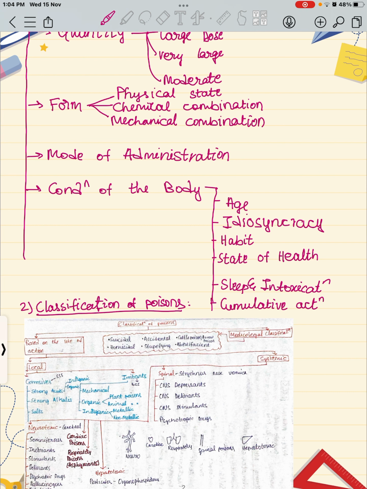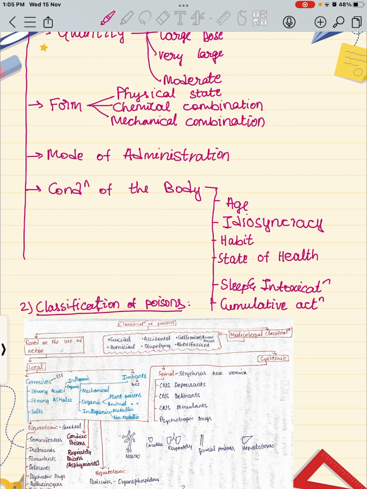Sleep and intoxication. The action of a poison is delayed if a person goes to sleep soon after taking it. So when you want to kill somebody, make sure he or she will not sleep after you give the drug.